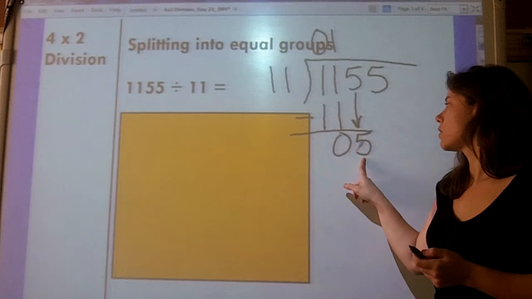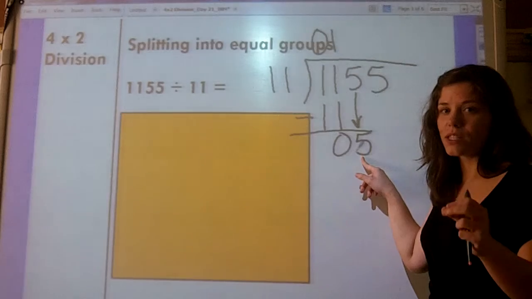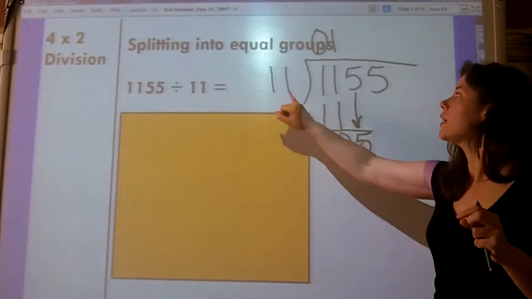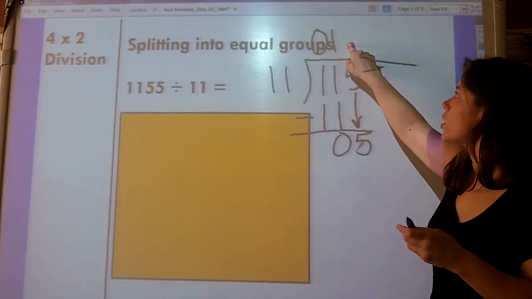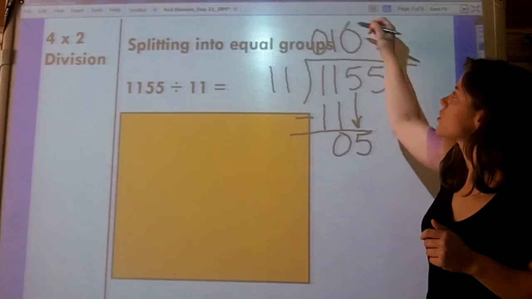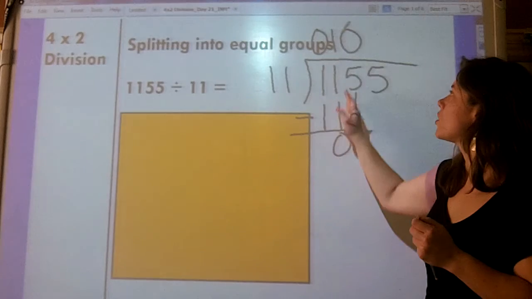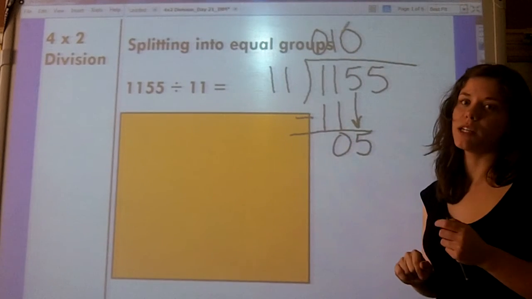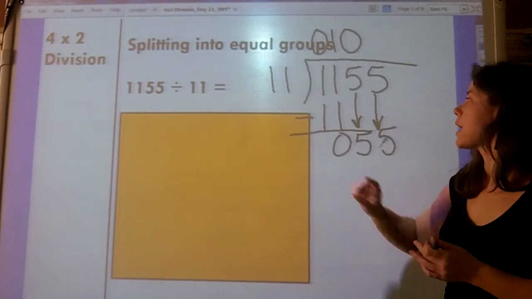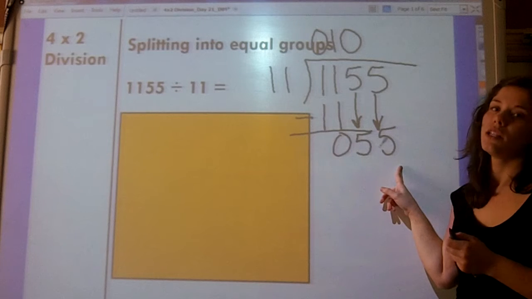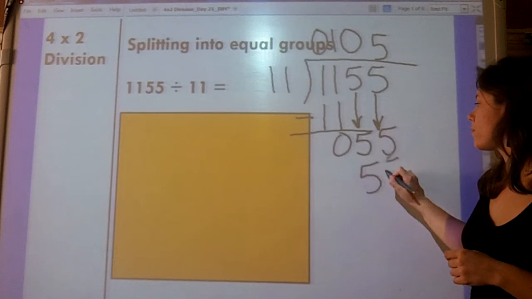Can I count by 11 to get to 5? I can't. This is an important detail, so listen carefully. Whenever you can't count by your divisor to get to this number, you need to put up a placeholder. And the number that we use for placeholders in math is 0. That's why it's so important that all of your numbers stay lined up, stacked on top of each other, so that if you need a placeholder, you know where to put it. Can I count by 11 to get to 55? Yes, I can. 11 times 5 is 55.